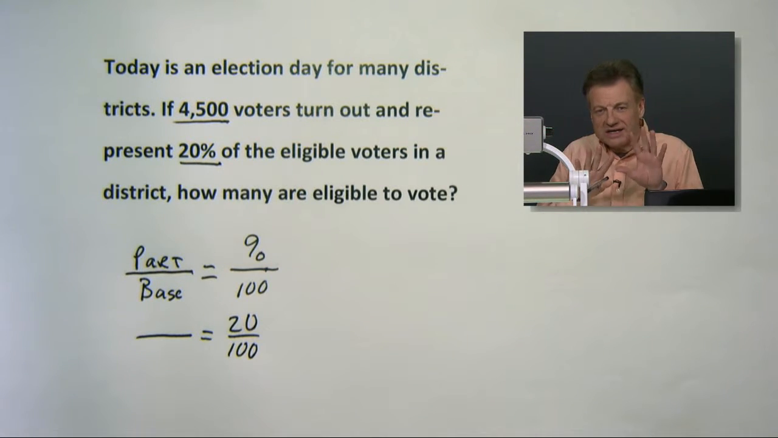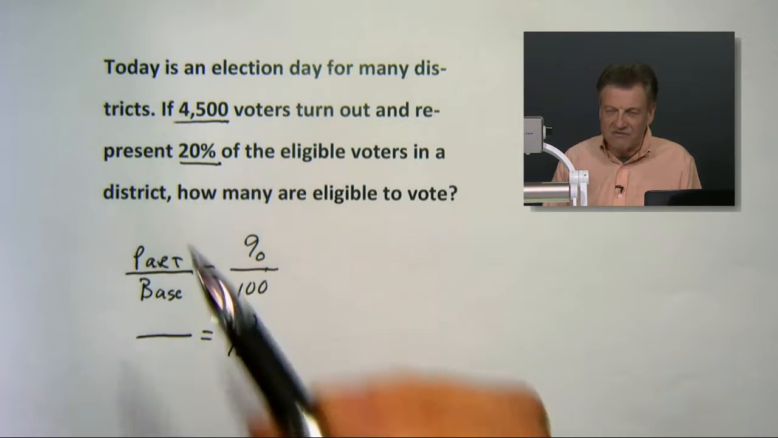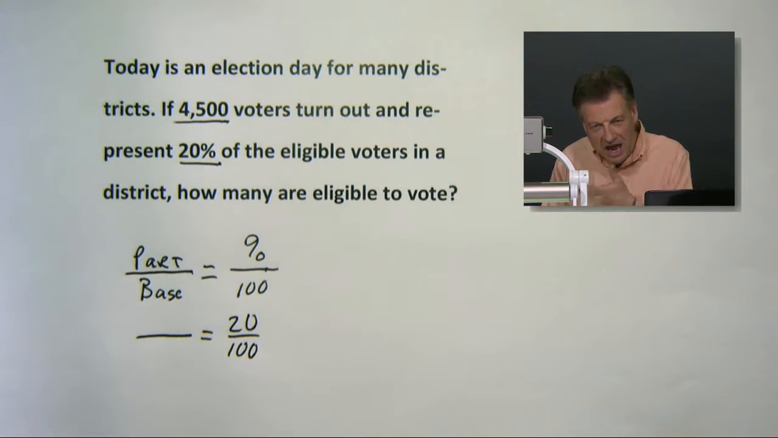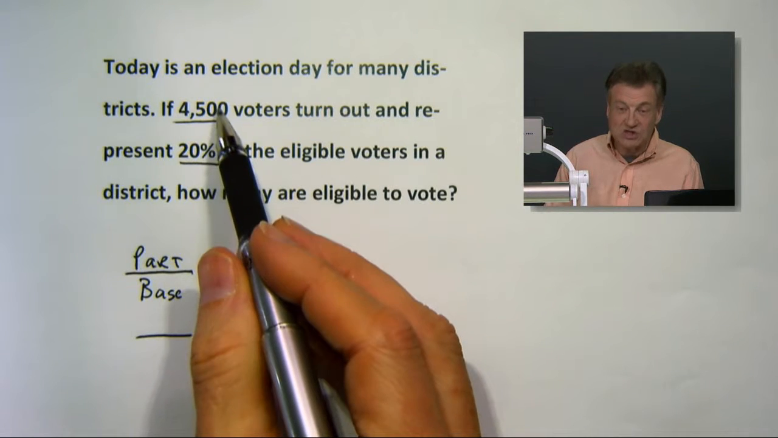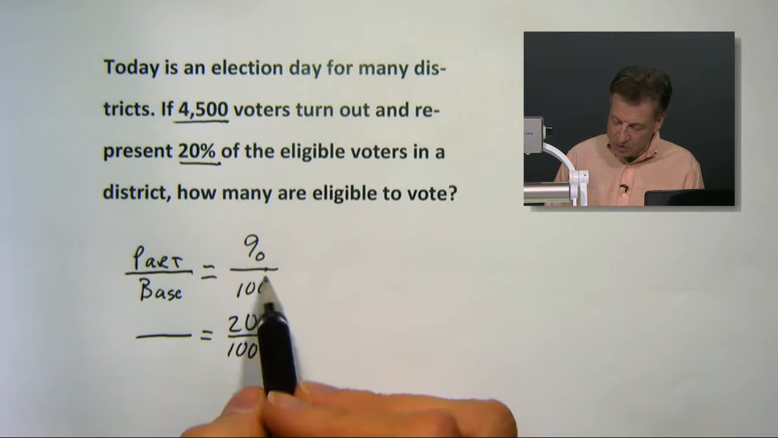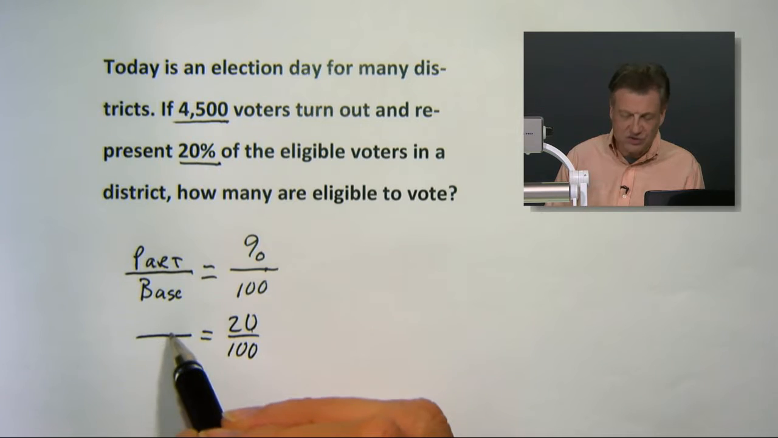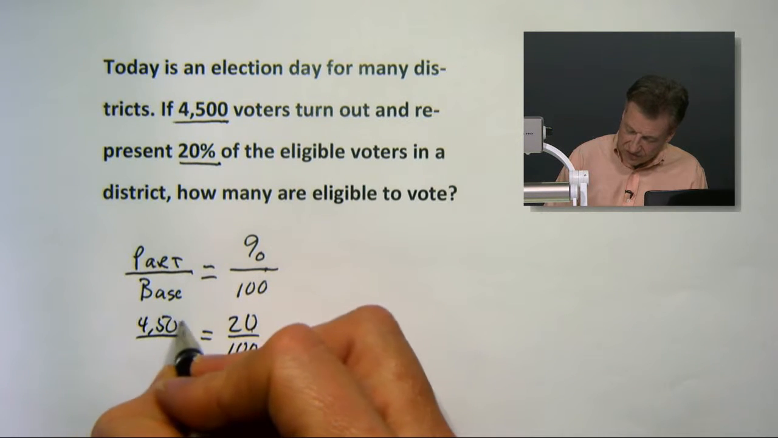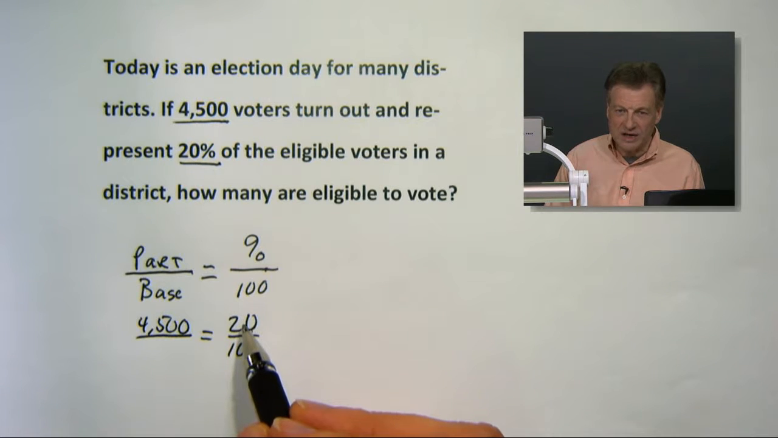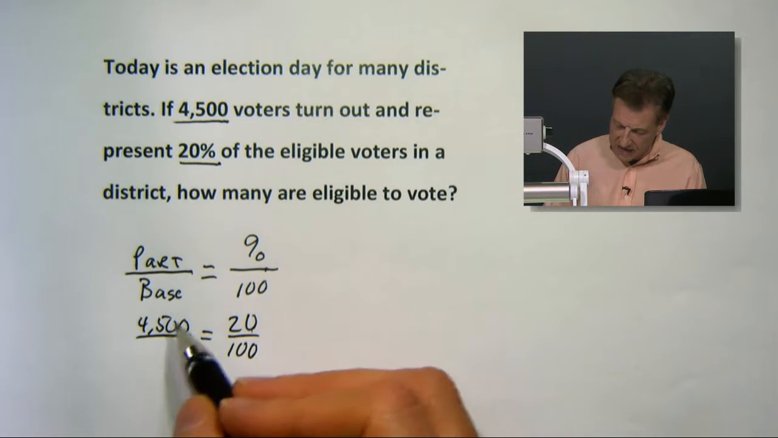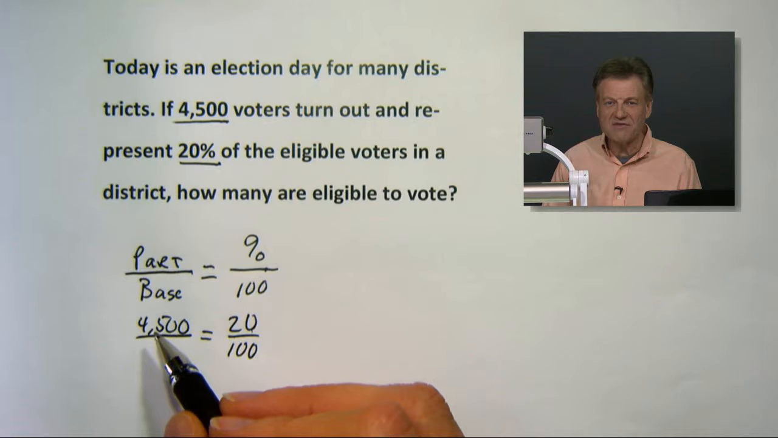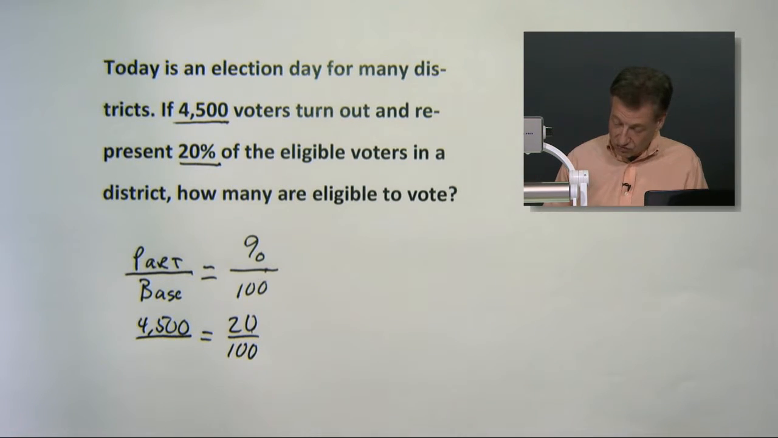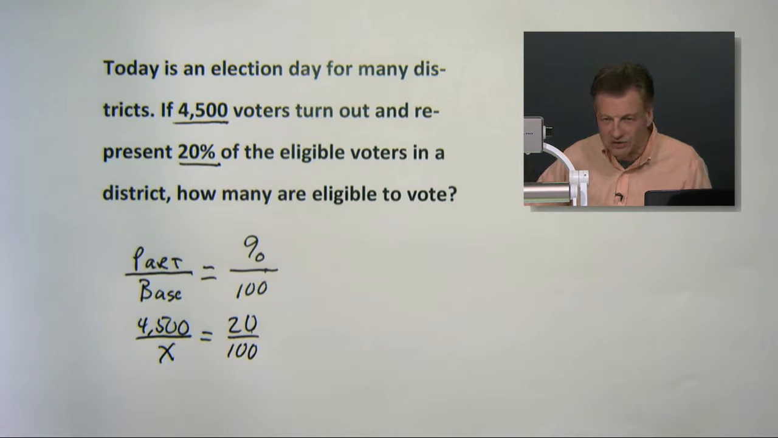No, we're taking this 4,500 voters from a big pool, a much larger pool. This represents 20%, so we put 20 over the 100. Let's do the same thing here. Let's put that 4,500, because basically it's the part. 20 out of 100, that's the part, and this is 4,500 out of question mark. We'll call it X. We can call it N, whatever you want to use.